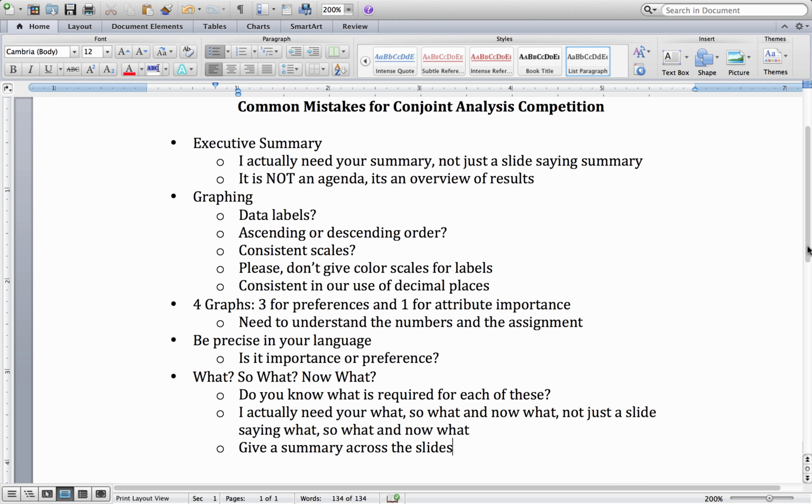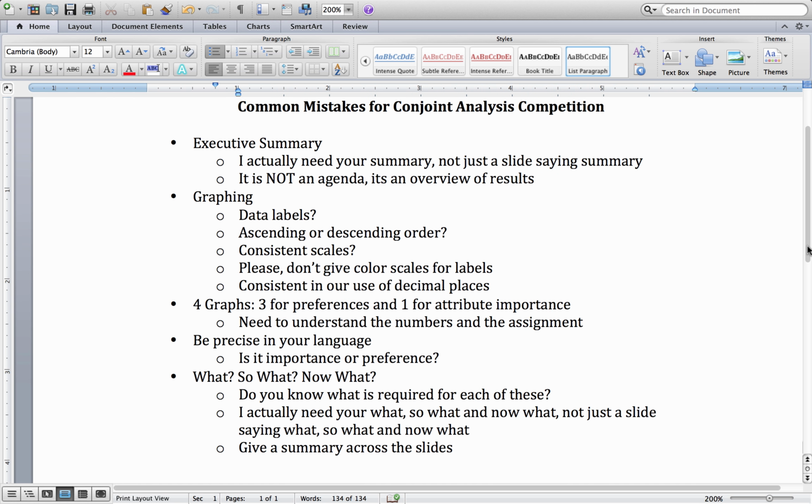Remember, for this one too, we needed 4 graphs. I needed 1 for attribute importance and 3 graphs for preferences. And along with that, you need to understand what those actual numbers and the assignment actually mean. They're zero-based numbers. You need to understand that before you begin the analysis. Otherwise, I think you're doomed from the start.